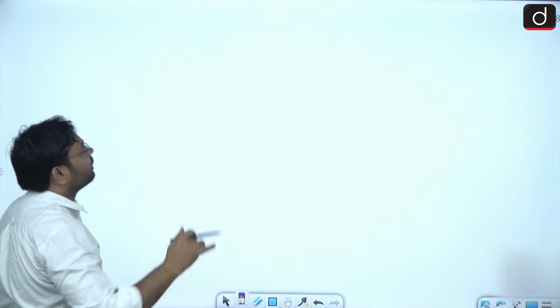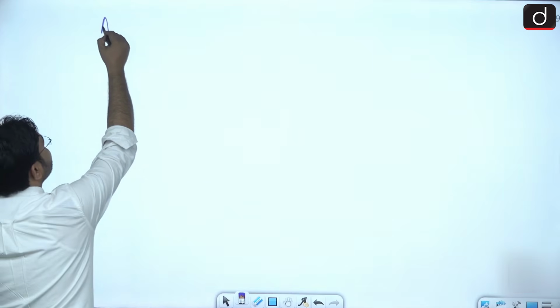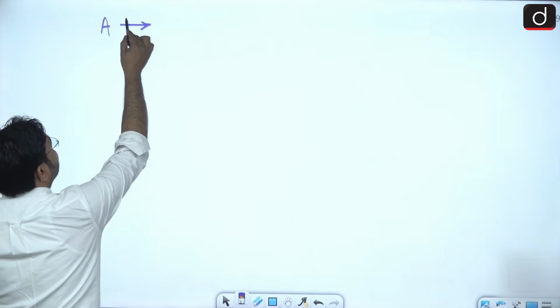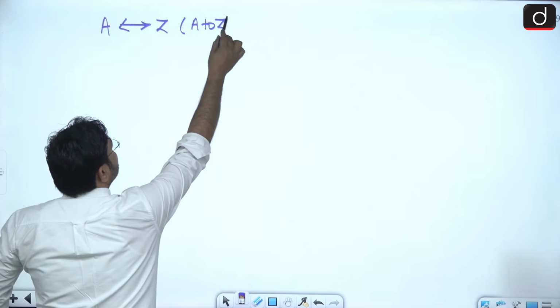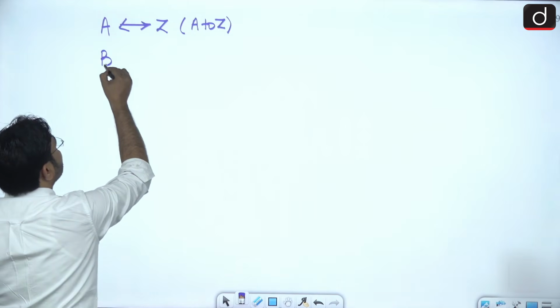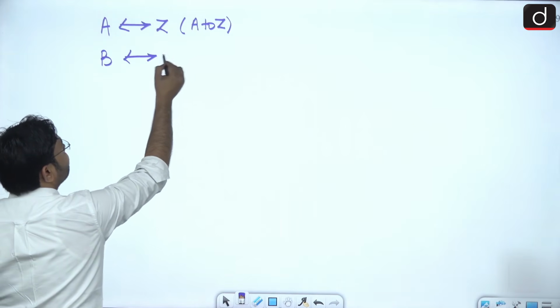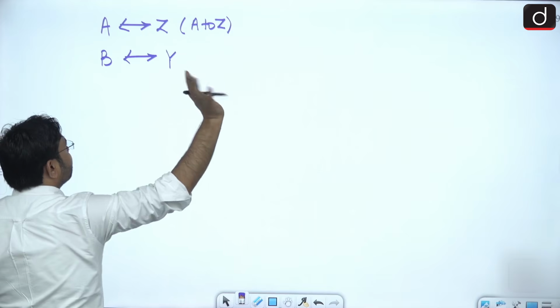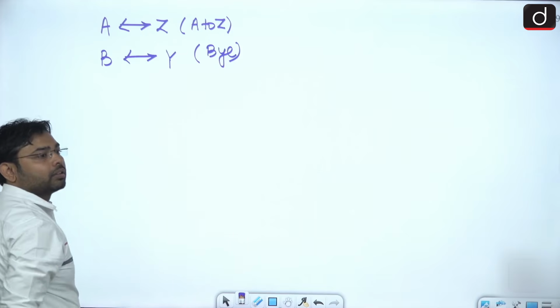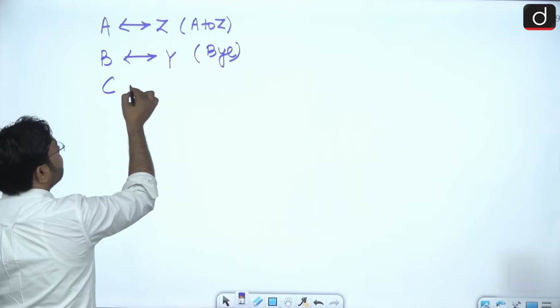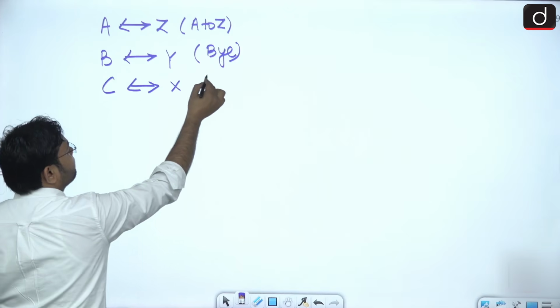For this one, done. Opposite to A is Z. You can remember this one through A to Z. Then opposite to B is Y, bye bye tata. Got it? Then C, X.